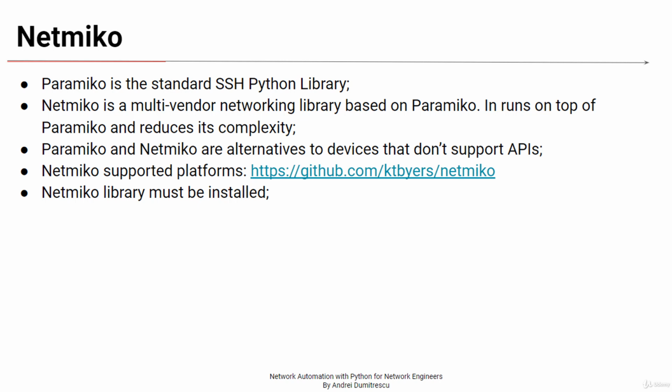Both Paramiko and Netmiko are alternatives to configure devices that do not support APIs. An API is a structured mode of sending and receiving structured data from network devices. Maybe you wonder, what's the difference between Paramiko and Netmiko? When do we use Paramiko and when do we use Netmiko?